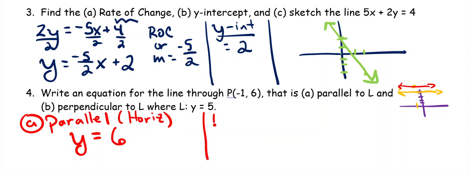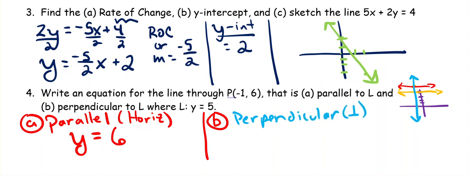Now to write the equation of the line that is through this same point, but now it needs to be perpendicular. Well, perpendicular is going to be a vertical line. And the perpendicular will be a vertical line, and vertical lines have equation x equals, and x in this case would equal -1.